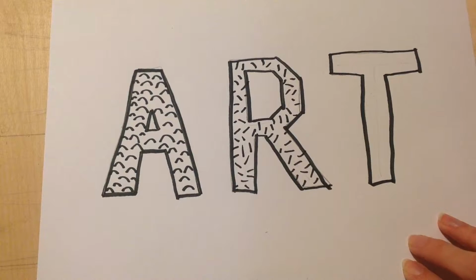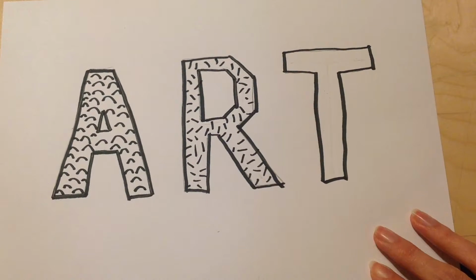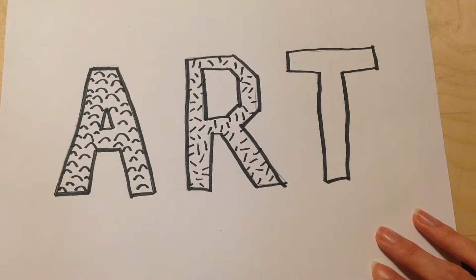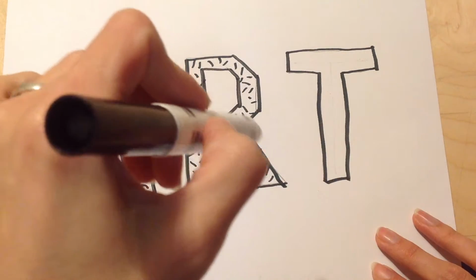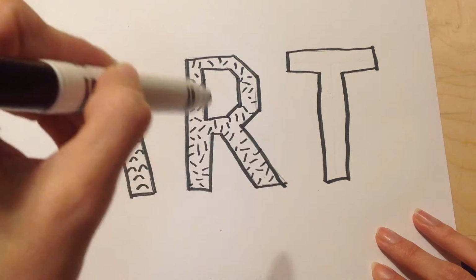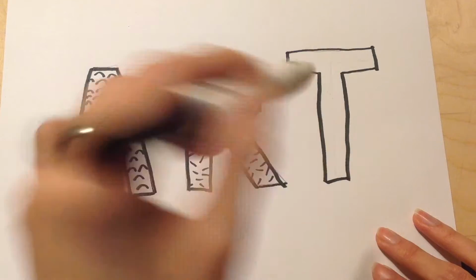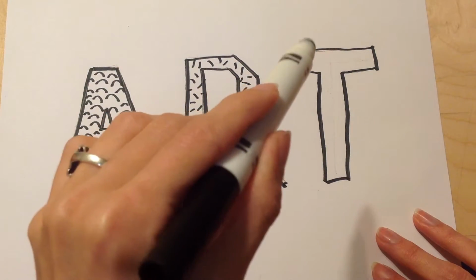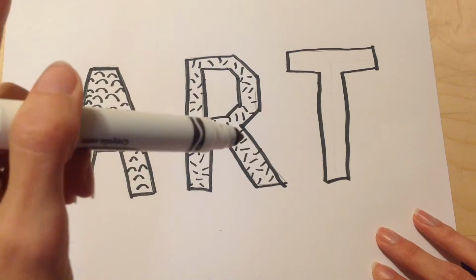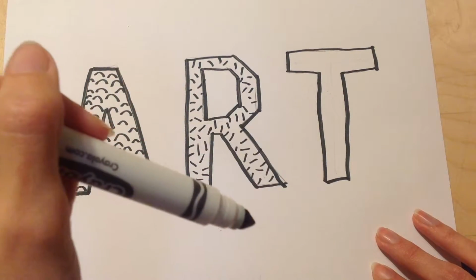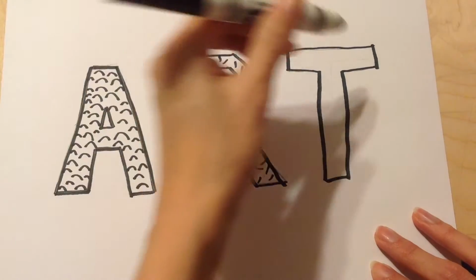Okay, and for the last one, I want to create a soft texture. And a soft texture, maybe it looks like loops. Maybe it looks like little clouds. Maybe it looks like lines going down like fur. Okay, think about what kind of line you could use for a soft texture and add that in your letter.